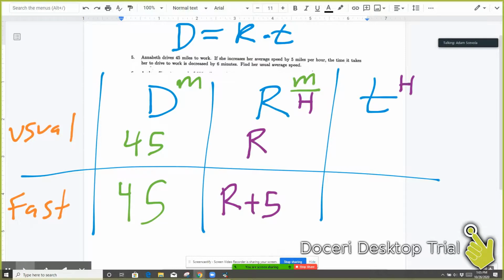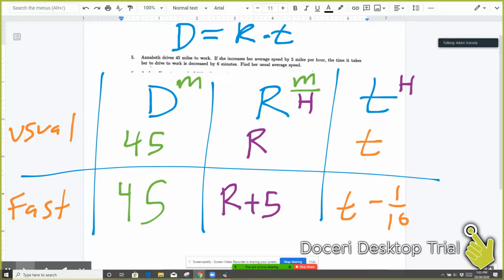It says the time it takes her to drive to work is decreased by 6 minutes when she increases her speed. So if we let t be the usual amount of time it takes her to drive to work at her usual speed, then t minus 6 minutes will be her fast speed. We're subtracting because we're going faster, the same distance. If I said walk from here to the end of your room, and then sprint from here to the end of your room, the time would go down because you're moving faster. But we don't want to do t minus 6, because 6 is minutes and our time is in hours. So instead, we're going to do minus 6 over 60, which is t minus 1/10, because 6 minutes is 1/10 of an hour.